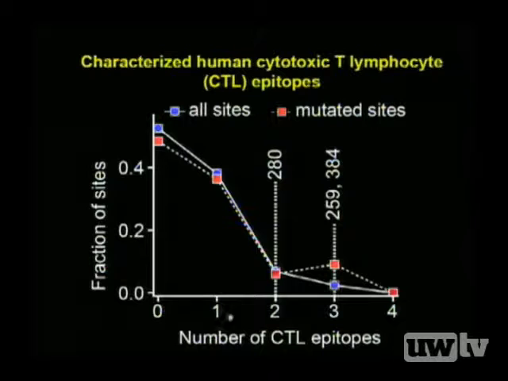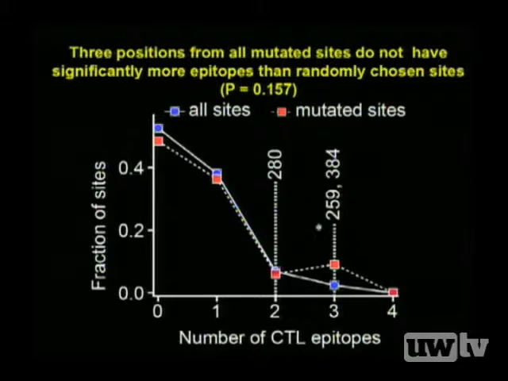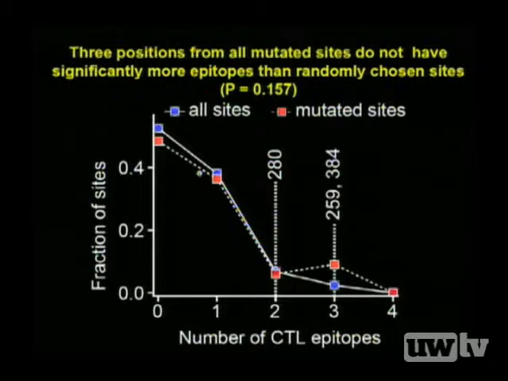On the x-axis here is the number of CTL epitopes. We expect sites that are in more CTL epitopes to be more important for viral immune escape. If you look at any position in the nucleoprotein, so basically you put on a blindfold and grab some random site out of the nucleoprotein, you get this blue curve here, where only a small number of them are in lots of CD8 T cell epitopes. If you now restrict yourself to the 39 sites that changed during the evolution of this virus from 1968 to 2007, you get this red curve here. You see that this red curve is actually not very different from the blue curve.